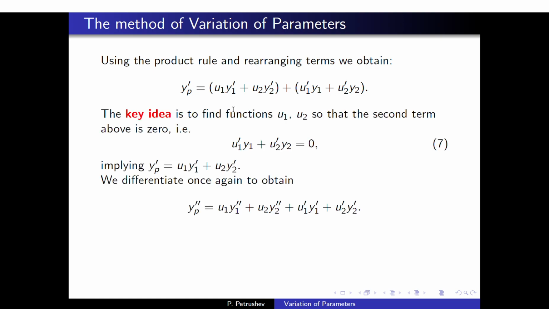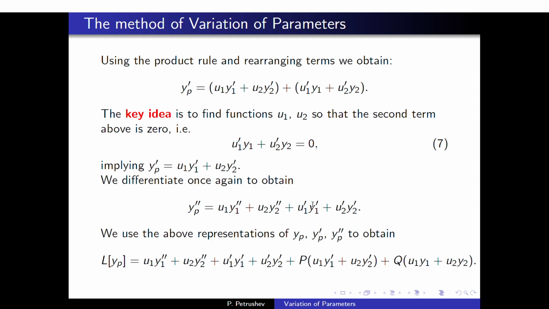The key idea of this method is to determine u1 and u2 so that this second term is identically equal to 0. So this is one condition on the derivatives of u1 and u2. Then yp prime takes this form. And now we differentiate once again. Using the product rule, we get this representation of yp double prime. Here again, the terms are slightly rearranged, but this is the second derivative.